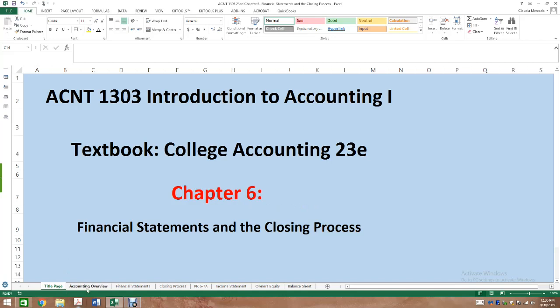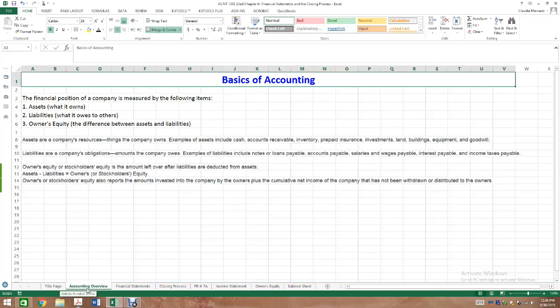I'm going to start off just with a general overview of the basics of accounting. This information we should already be very familiar with because we have been covering it since Chapter 1. It's very important that we understand what an asset, a liability, and owner's equity is. This is very important because depending on the type of accounts, those are the accounts that are going to be utilized to prepare our financial statements.